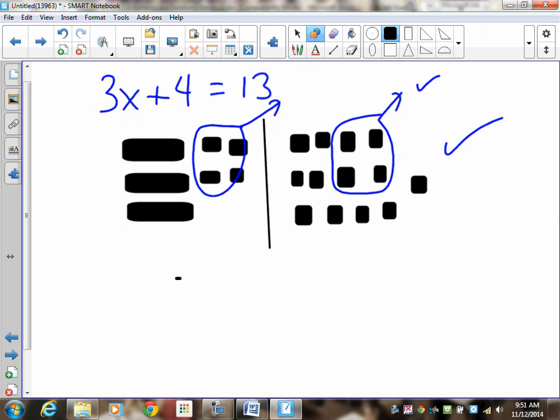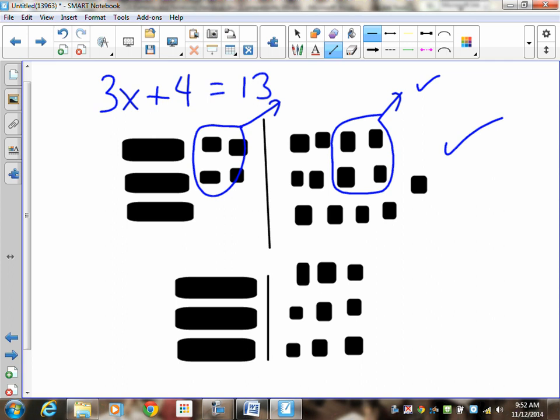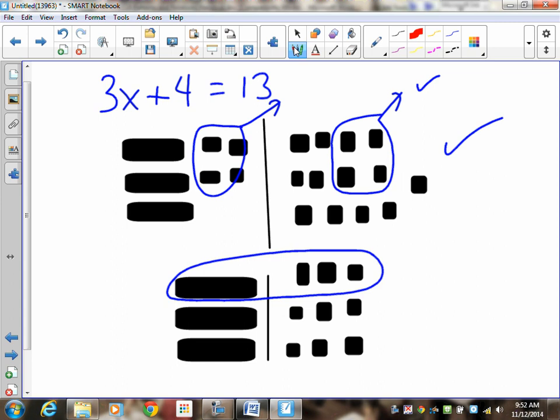So let's do that. Here's your 1, 2, 3. And then you get 2, 4, 6, 8, you get 9 on this side. So 1, 2, 3, 1, 2, 3, 1, 2, 3. Don't forget your equal sign. So then I've got an answer right here. So in this case, my answer, x, is equal to 3.